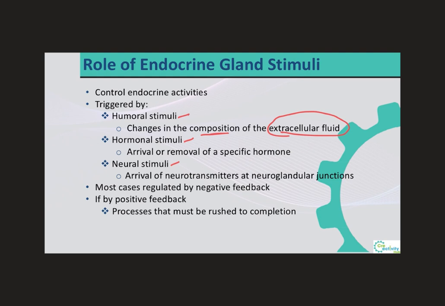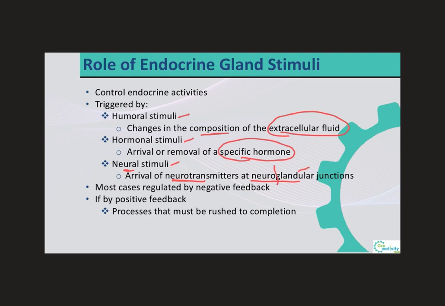Then we have what we call the hormonal stimuli. Hormonal just means that you're going to have the arrival or the removal of a specific hormone on that cell, and this will cause an endocrine reflex. Then we have what we call the neurostimuli, and basically neuro reminds me of neurotransmitters, and this is the arrival of neurotransmitters at a specific what we call neuroglandular junction. So a junction between a neuron and a gland.